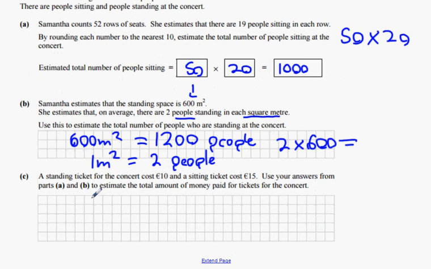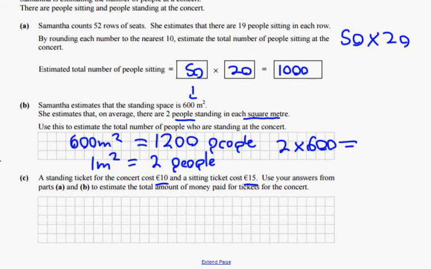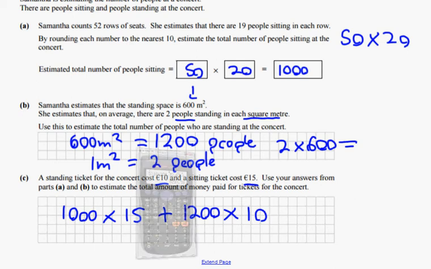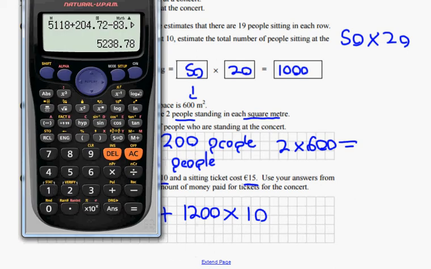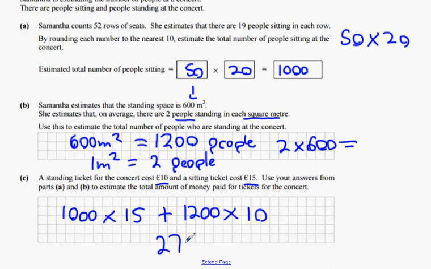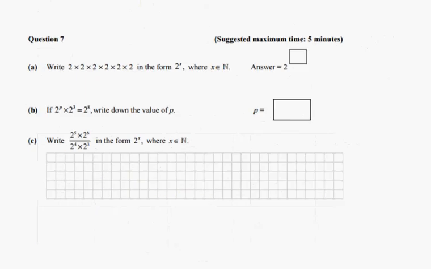A standing ticket costs €10 and a sitting ticket costs €15. Use your answers from A and B to estimate the total money paid for the concert. So what we can do here is 1,000 sitting seats multiplied by 15 plus 1,200 multiplied by 10 and find out what our answer is. So it's going to be 15,000 plus 12,000, which is going to be €27,000. Okay, so that's question 6.